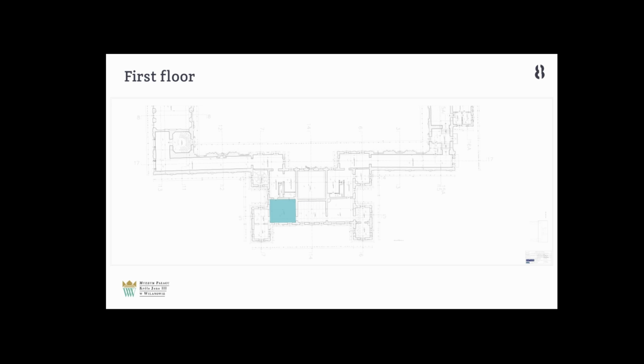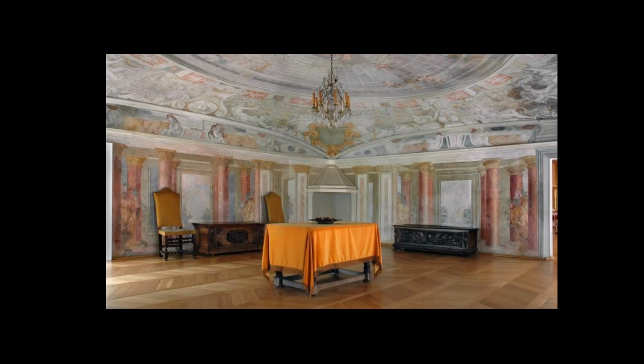On the first floor, we have only 1 chamber. It's the so-called quiet room. It's a relatively small chamber, and it's called quiet because beneath it was the king's chamber, so everybody had to be quiet there, so the king would not be disturbed.